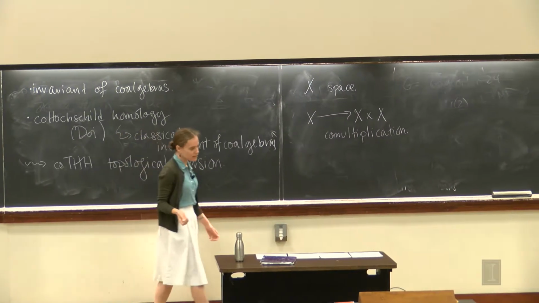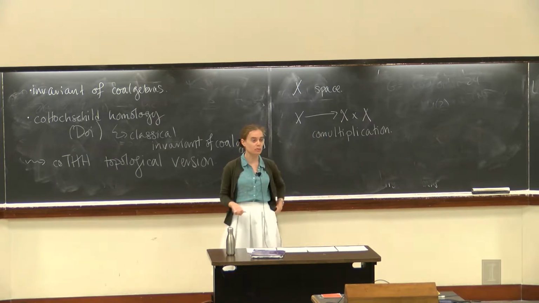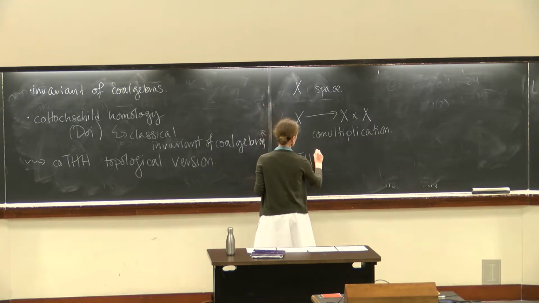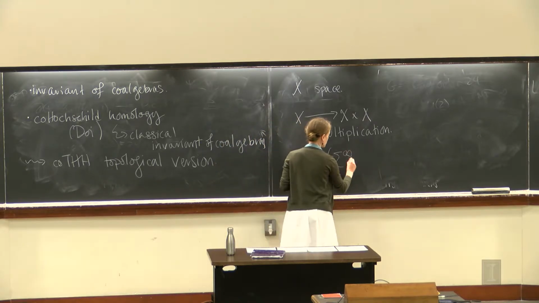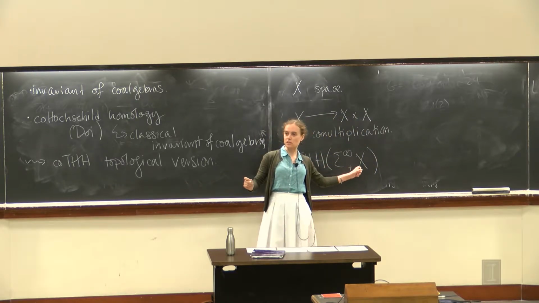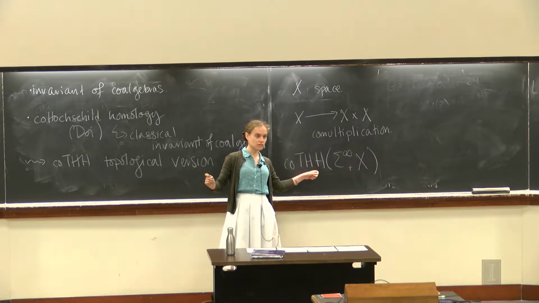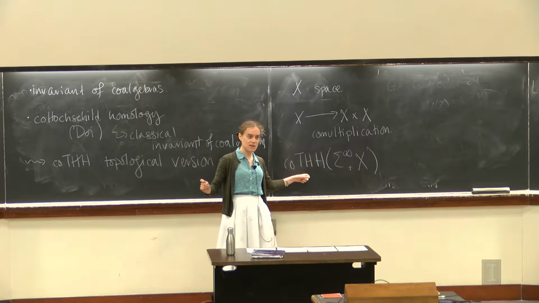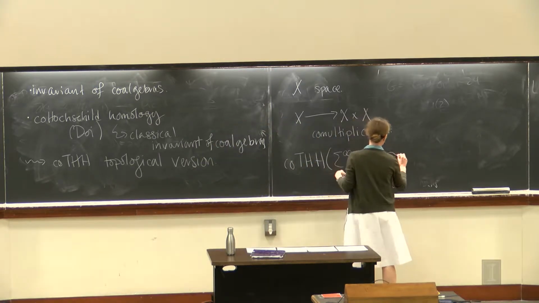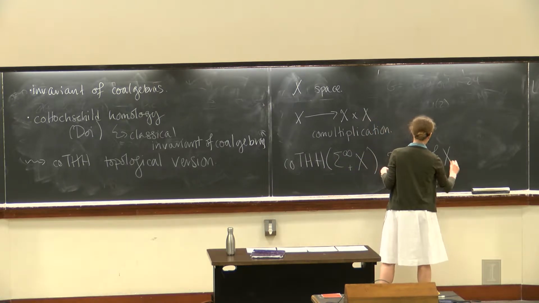And then, in fact, maybe let's work in spectra. So we'll take its suspension spectrum, and we can take CoTHH of the suspension spectrum of X. So now my X is a co-algebra, my suspension spectrum is a co-algebra spectrum. And whatever this topological co-Hochschild homology is, I'm going to apply it to this. And the claim is that work of Malkovich tells us that this is the same thing as the suspension spectrum of the free loop space of X.